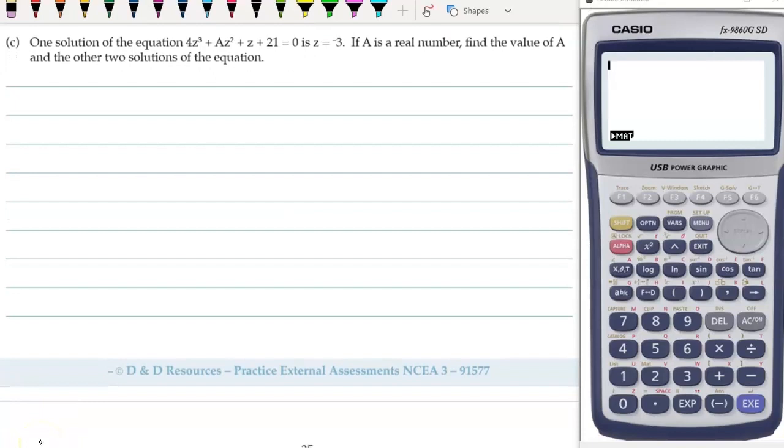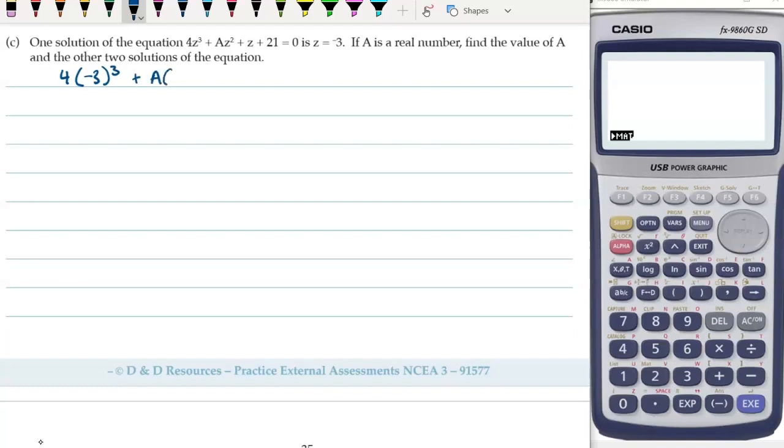For part C, we've got one solution is z equals minus 3, which means if we put minus 3 in the place of z, this equation will be true. So let's start with that, and that'll help us to work out the a. And then we can go ahead with finding the other solutions.